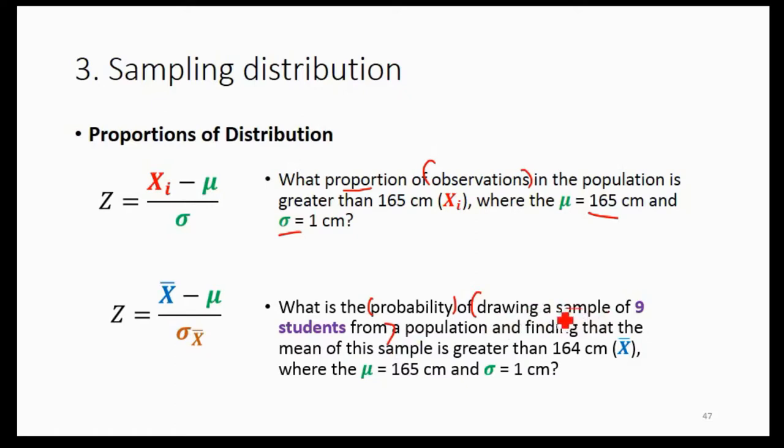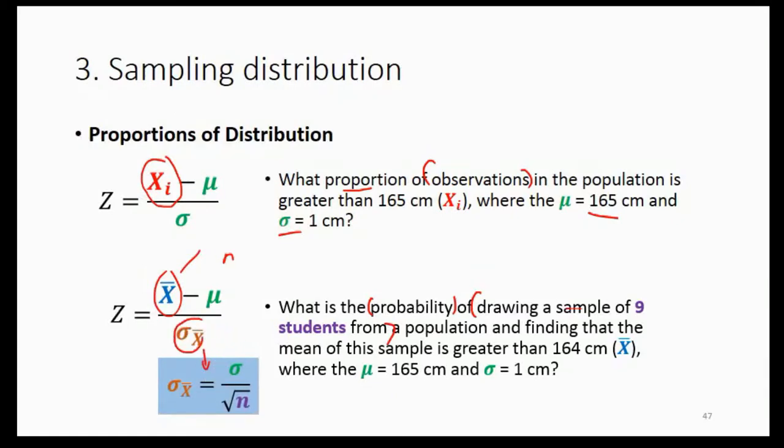See? But these are different things. Because this is an observation, right? This is a sample, and a sample with an N, and finding that the mean of this sample is greater than 164 cm. And remember, this one you have to recalculate using this formula.